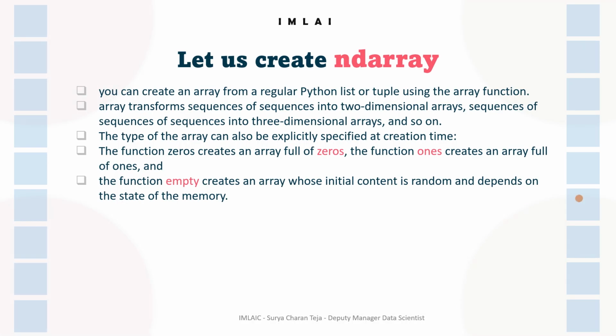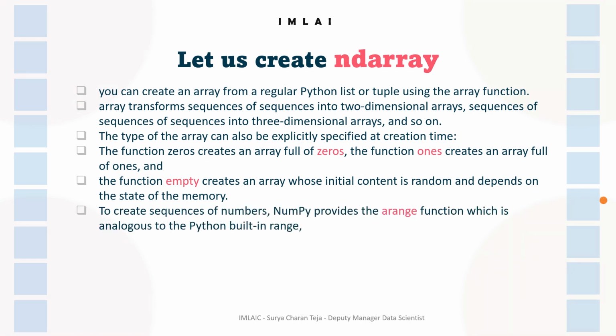And more ways to create. We have a few more ways to create. So to create with arange, let me look into the arange option now. We'll use the arange option to create a sequence of numbers. NumPy provides an arange function which is analogous to the Python built-in range but returns an array. So that's why it's called arange, an array range.